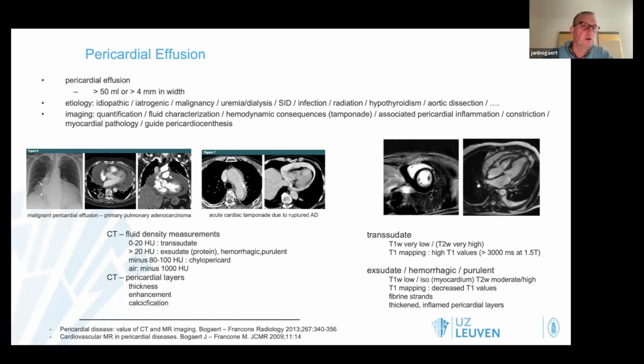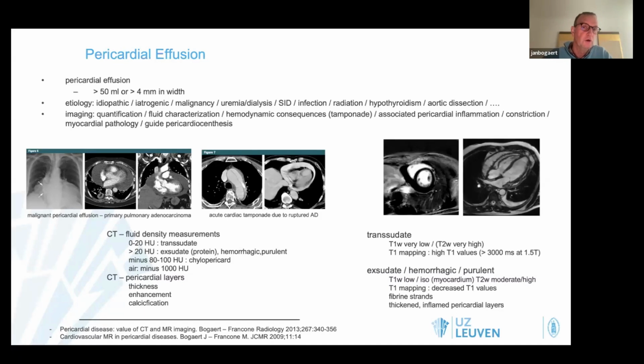With regard to the etiology, it's really very wide. It can range from idiopathic to, for instance, aortic dissection. Here we had one unfortunate case. There's a patient who underwent a chest CT because of suspicion of aortic dissection. And on the table, he had a rupture of the aortic dissection, and he bled to death. And you see the very high density of contrast in the pericardial sac.